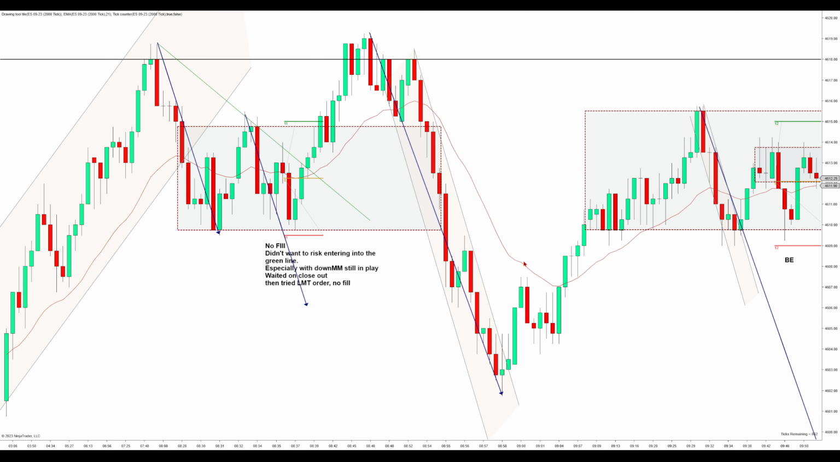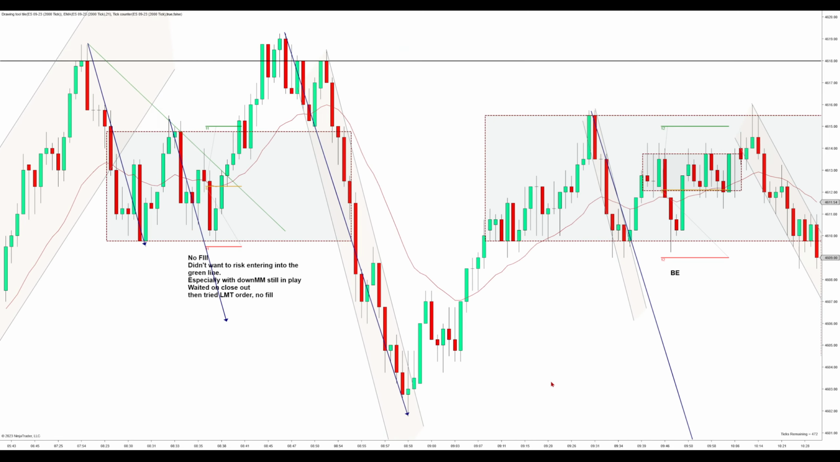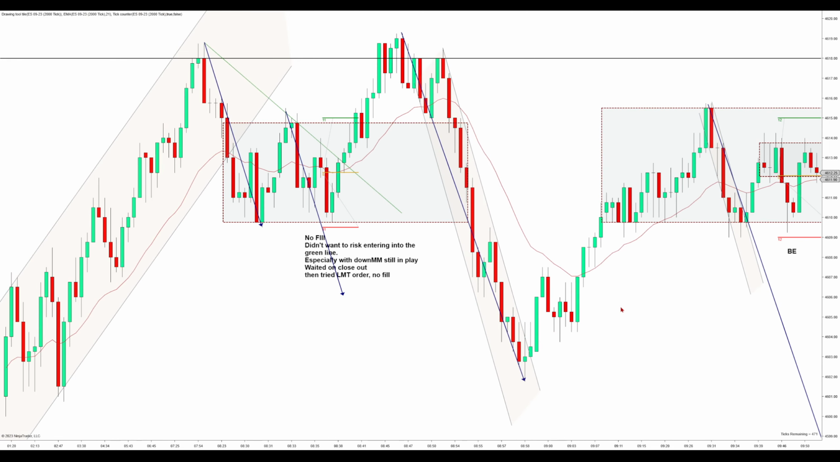First entry long, second entry long, and then a failure off the EMA. That would have been a great failed second entry because we would have good context for it, considering we just came off the overnight high, rush down. This is a perfect area for a reversal pattern. Of course, reversal pattern being a failed second entry.